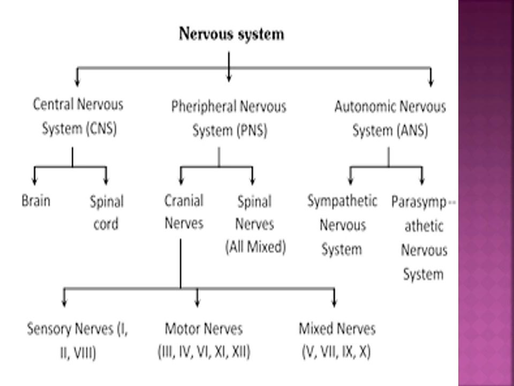The cranial nerves are of three types: sensory nerves, which are 1, 2 and 8 in number; motor nerves, which are 3, 4, 6, 11 and 12; and mixed nerves 5, 7, 9 and 10. So a total of 12 pairs of nerves are present in the cranial nerves, which arise from the brain.